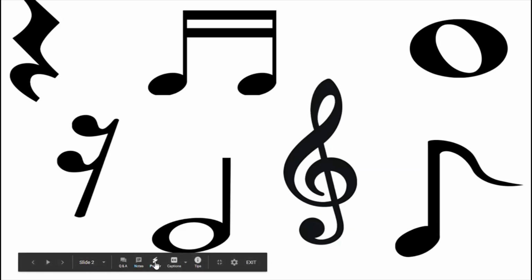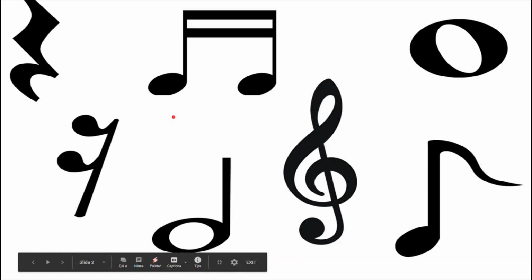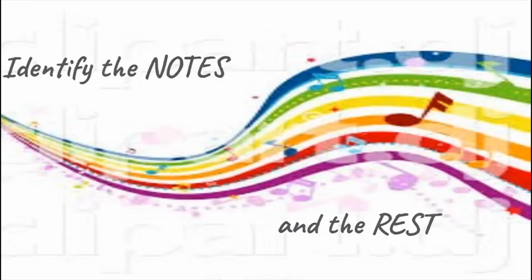Guys, can you still remember this one? Oh yes, these are the different symbols used in Mapeh or music. So, can you still remember one of these or all of them? Identify the notes and the rest. When we say a note, it denotes a musical sound.